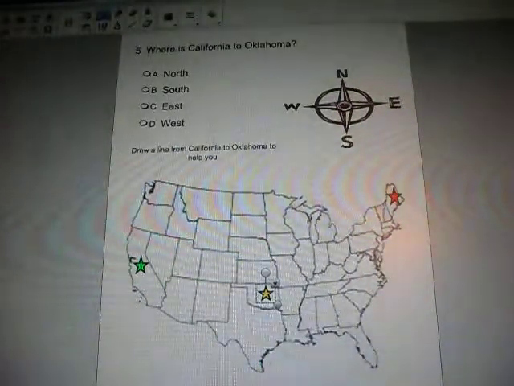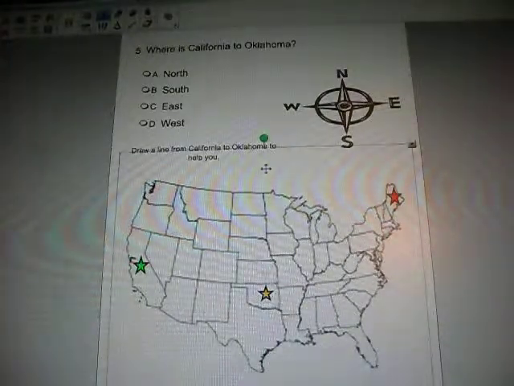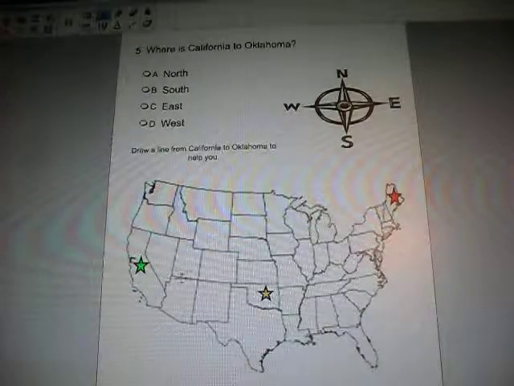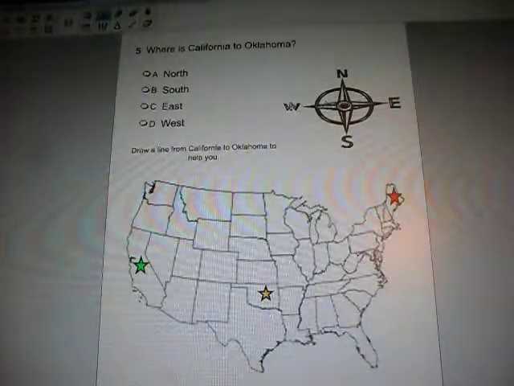The next question is, where's California to Oklahoma? On this one, I also have them drawing a line from California to Oklahoma to help them, and this one's going to be west. California is west of Oklahoma.